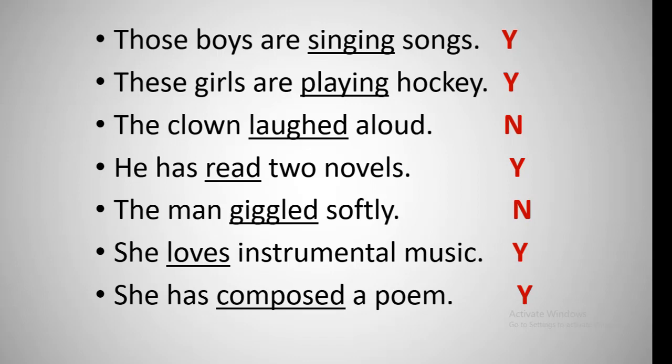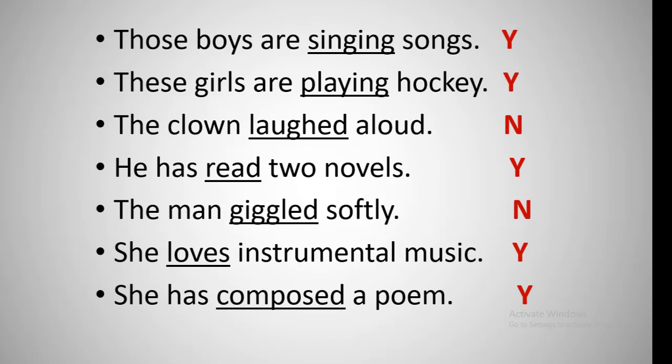She has composed a poem. Here composed is also a transitive verb because it is also requiring an object to give the complete meaning. If we put a full stop up till composed, and our sentence becomes she has composed, then you will be asking, what has she composed? The sentence will be incomplete without the word poem, which is actually the object of the sentence. So we will say that it does require an object to give the complete meaning.